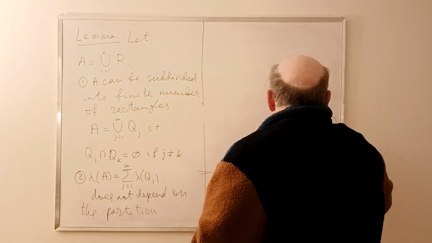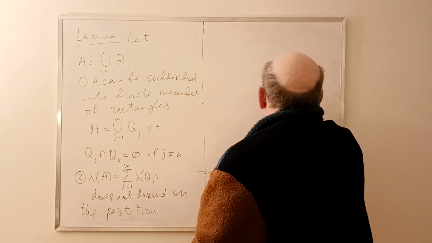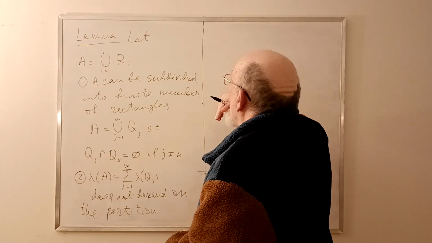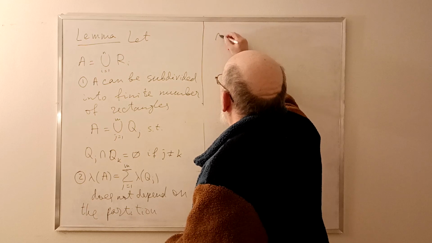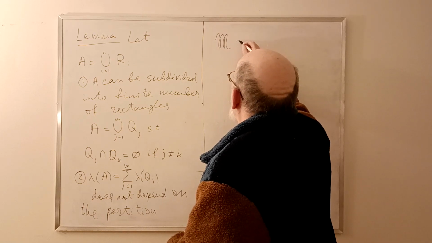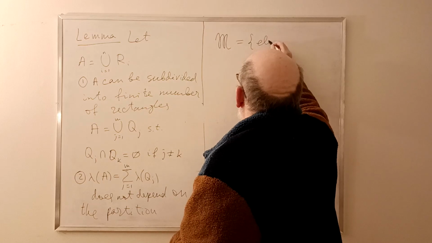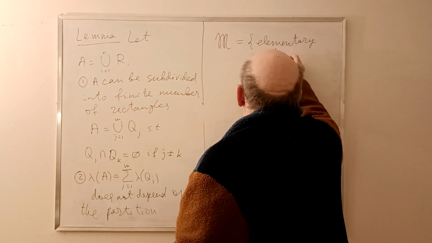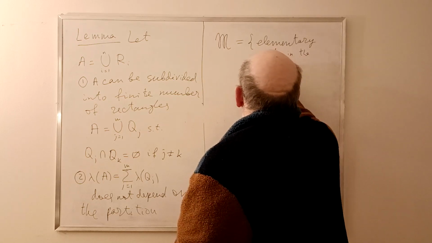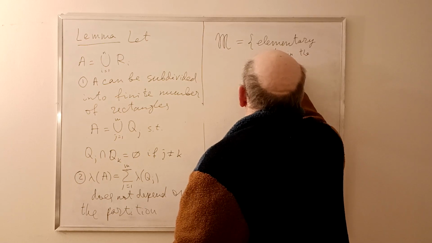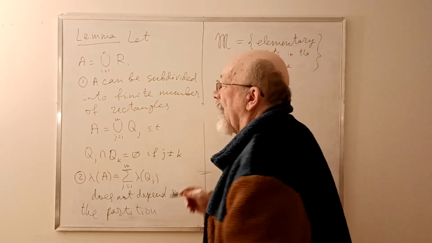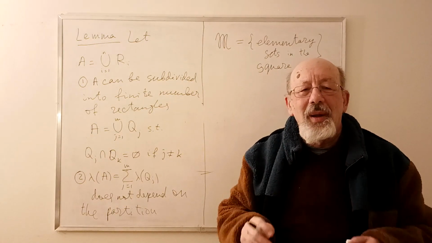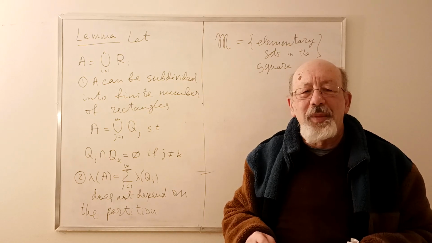And now we have the definition. First definition. M is the set of elementary sets in the square. So the sets which are unions of a finite number of non-overlapping rectangles.